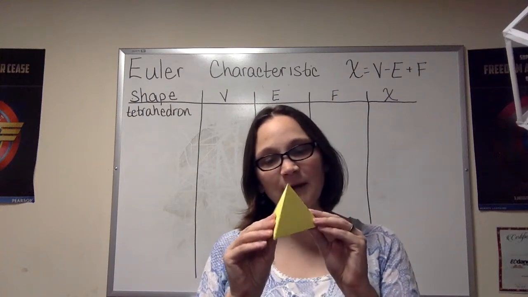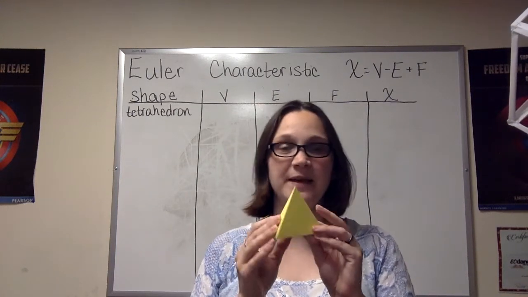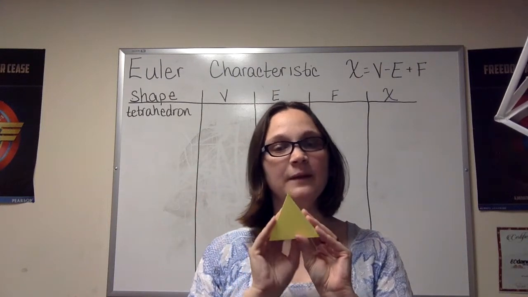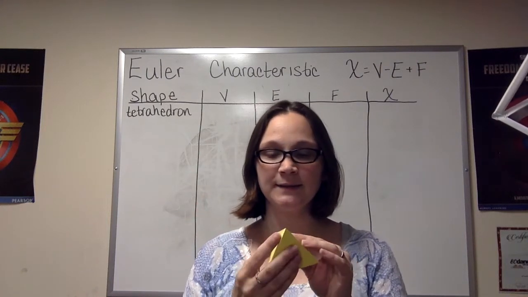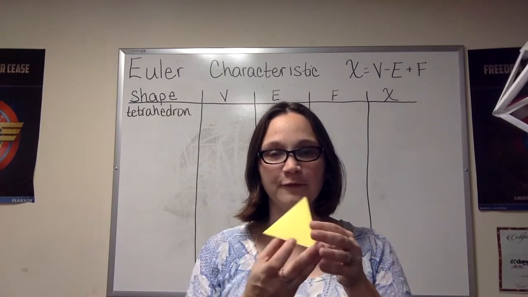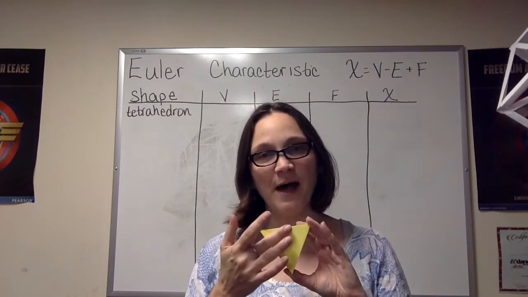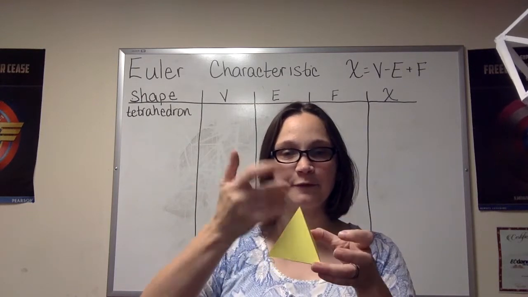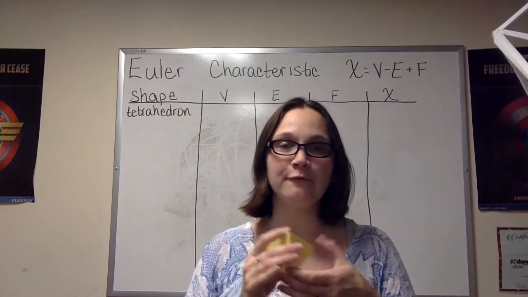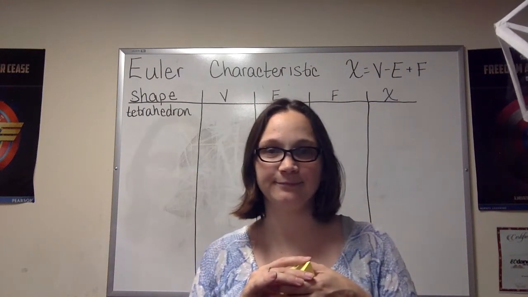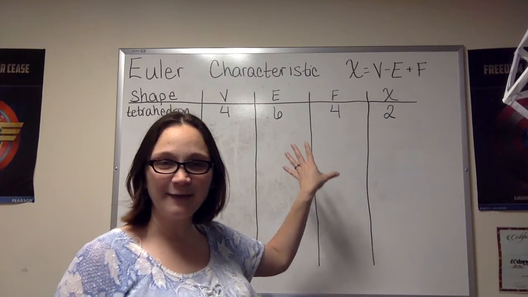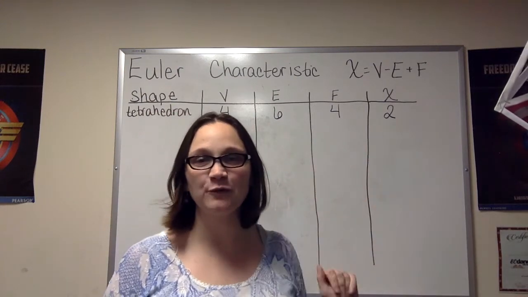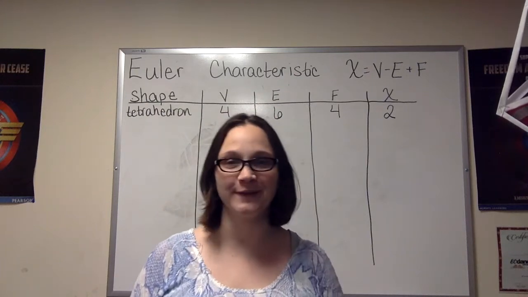So I'm going to start with my tetrahedron, which is just a pyramid. As far as vertices, we have 1 on the top and 3 along the bottom for a total of 4 vertices. For edges, I have 3 going down the sides and 3 along the bottom, so that's a total of 6 edges. And for my faces, I have 3 along the sides and 1 along the bottom for a total of 4 faces. If I add that information to my chart, I get 4 minus 6 plus 4 is equal to an Euler characteristic of 2 for the tetrahedron.